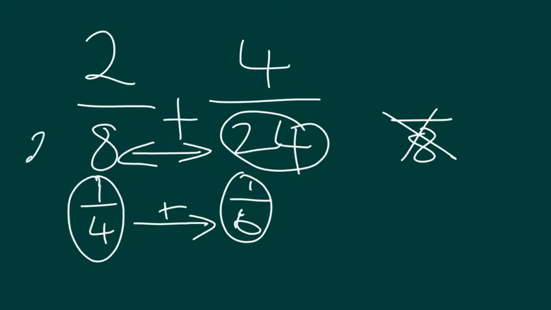Then you have to do 2 times 3, and that'll be 6. So that'll be 6/24 plus 4/24, and that'll equal 10/24. Okay, yes, same as what I got, 10/24. Can we simplify that?